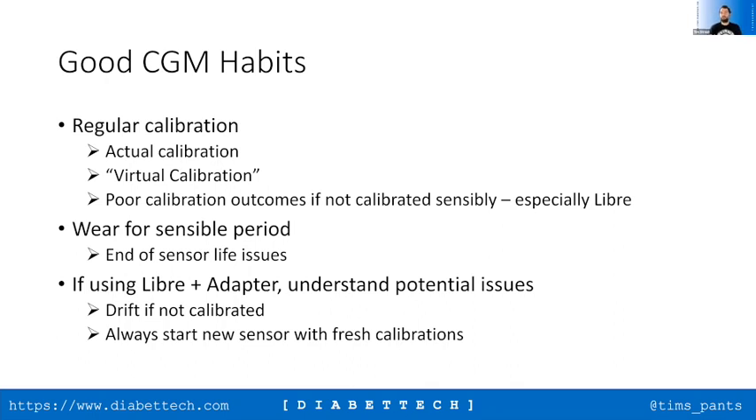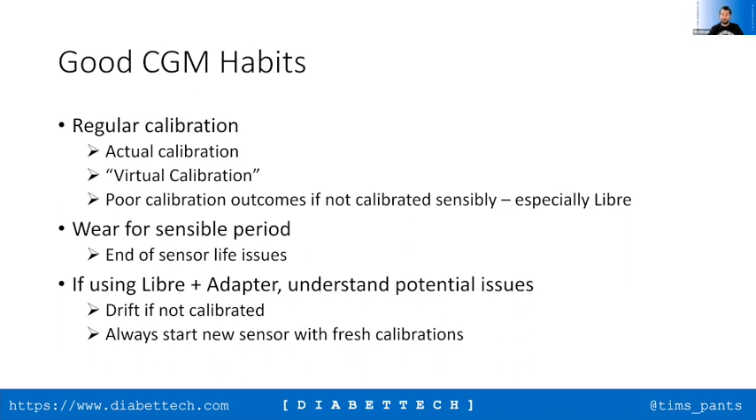The other one is wear for sensible periods. Now, if you're part of the Night Scout or CGM in the cloud groups, you'll often see people talking about wearing sensors for 40 days, 50 plus days. If you're going to do that, make sure you're paying close attention to the sensor noise we talked about earlier, and also the accuracy of what you're getting and any calibration that you're doing, because once you start extending the sensors, the quality of the data that can come out can be a problem.